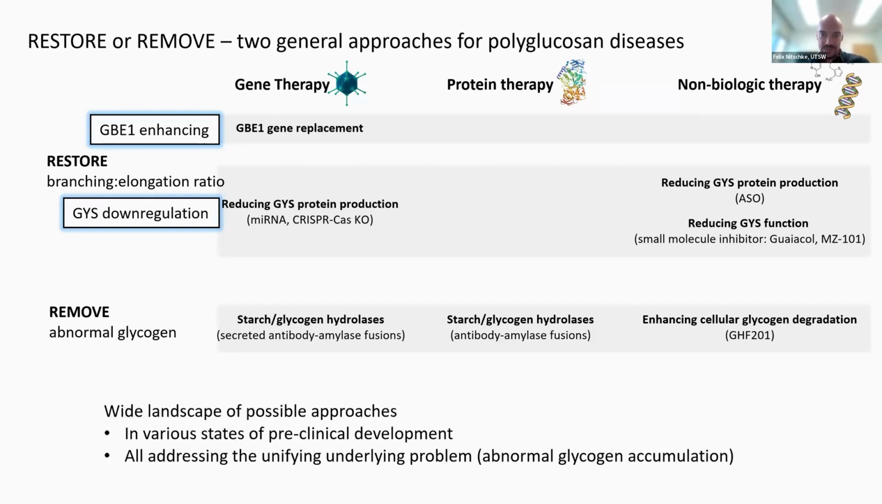To sum this all up, there's a wide landscape of possible approaches in various states of preclinical development. However, all of these treatment approaches in one form or other basically address the unifying and underlying problem that combines all GSD4 disease categories, which is the massive buildup of abnormal glycogen.